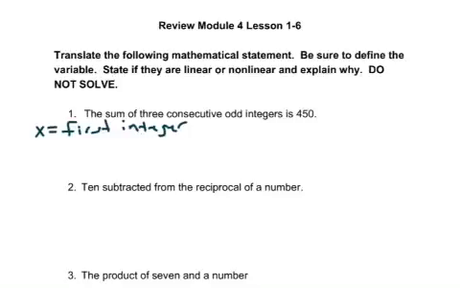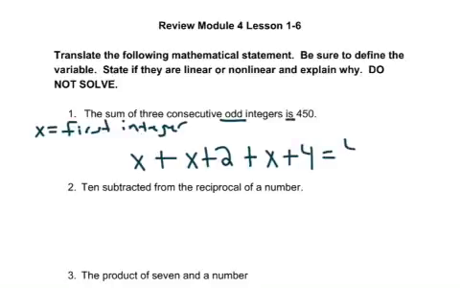So I know if x is my first integer and I want odd integers, to get to the next odd value, I would have to take my original integer and add 2 to it. To get to the next odd integer, I would have to take my original integer and add 4 to it. Remember, the word is in math means equals, and it's equal to 450.